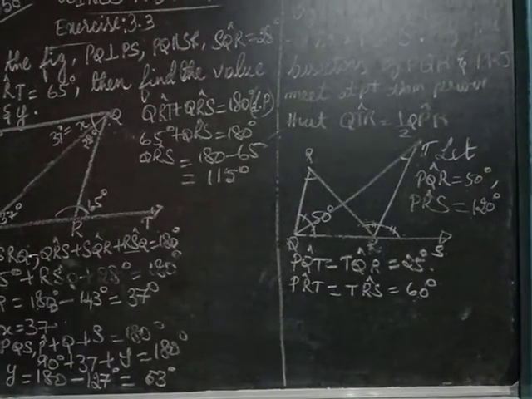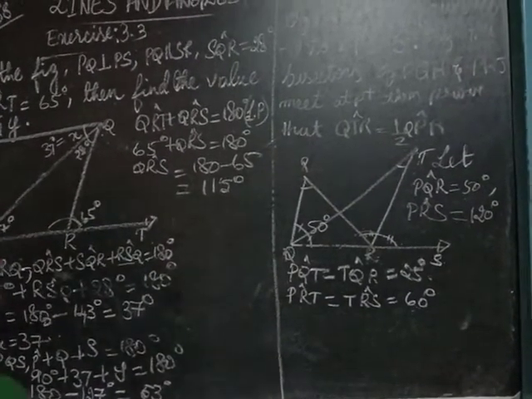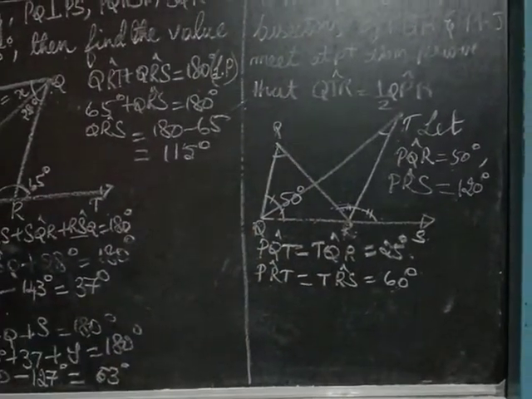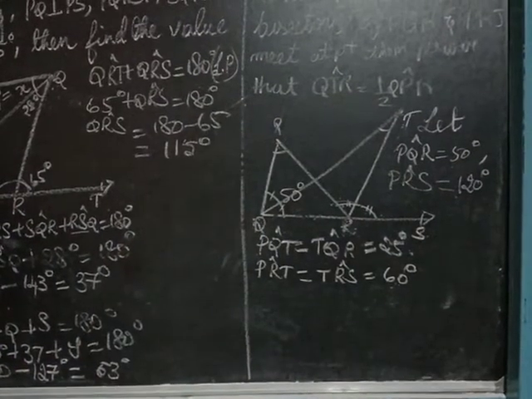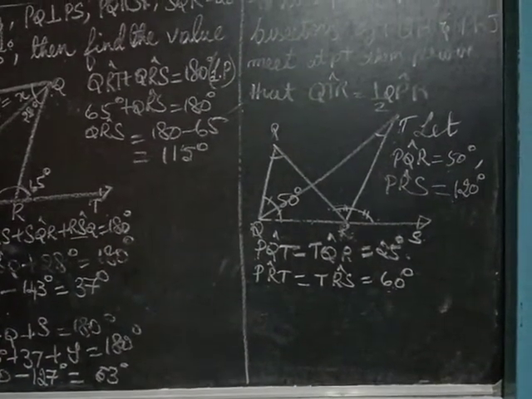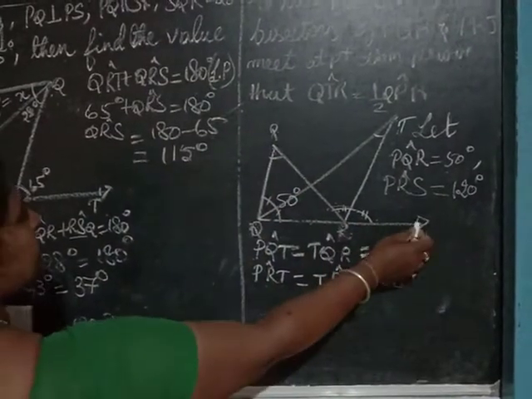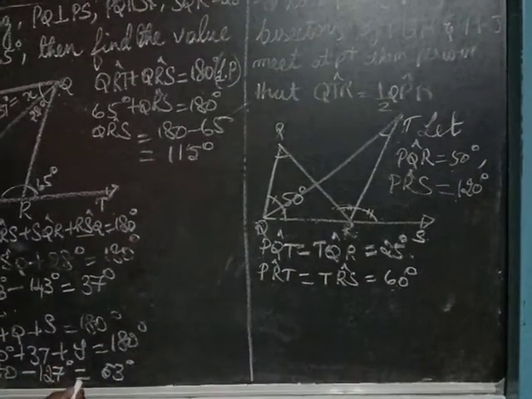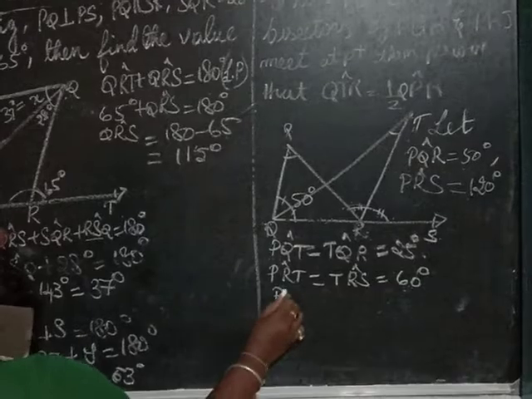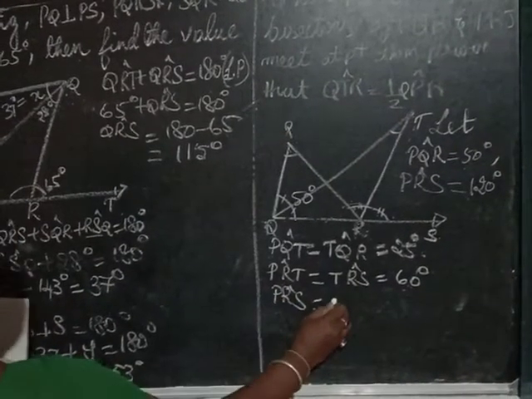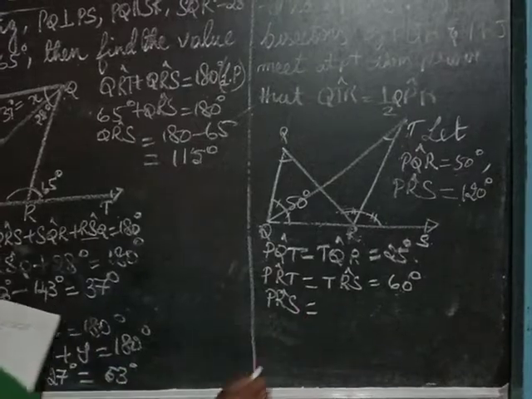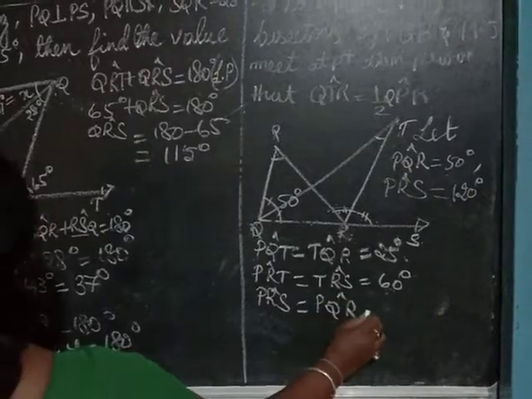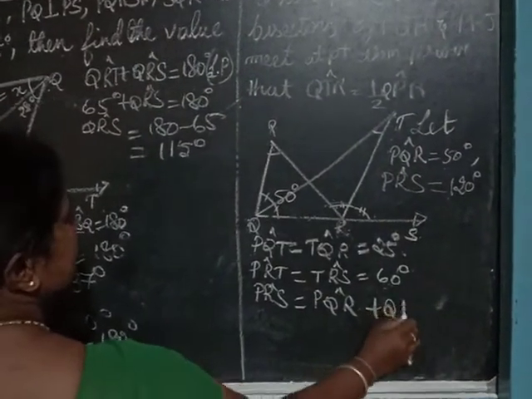Now QR is an arm, is it not? The arm of triangle PQR. QR is the arm of PQR and it is produced up to S, isn't it? Therefore exterior angle PRS, this is exterior angle for this PQR, is it not? Therefore PRS is equal to exterior angle PRS is equal to PQR plus QPR.